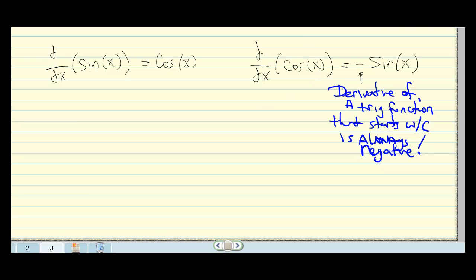The next logical place for us to go is to think about, well, what might the derivative of tangent be? And to do the derivative of tangent, we can set up a relationship here that actually makes use of some information that we have been working with already. So let's take a look at what the derivative of tangent might look like.